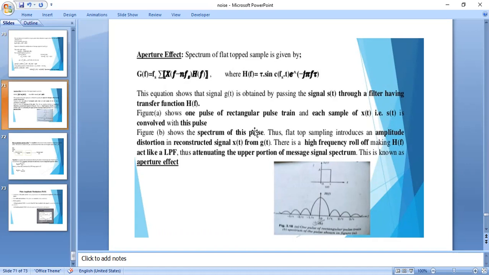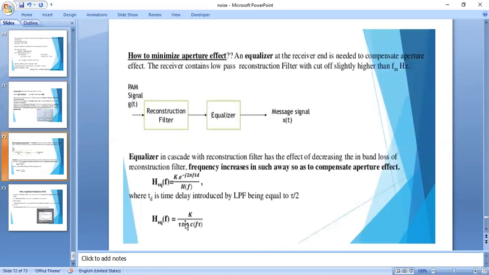Means in flat top sampling, there is an amplitude distortion in the reconstructed signal x(t) from g(t). So this distortion attenuates the higher frequencies, or the upper portion of the message signal spectrum. Means it acts as a low pass filter. It attenuates the higher frequencies. Here in this spectrum the higher frequencies are attenuated. That effect is called aperture effect.